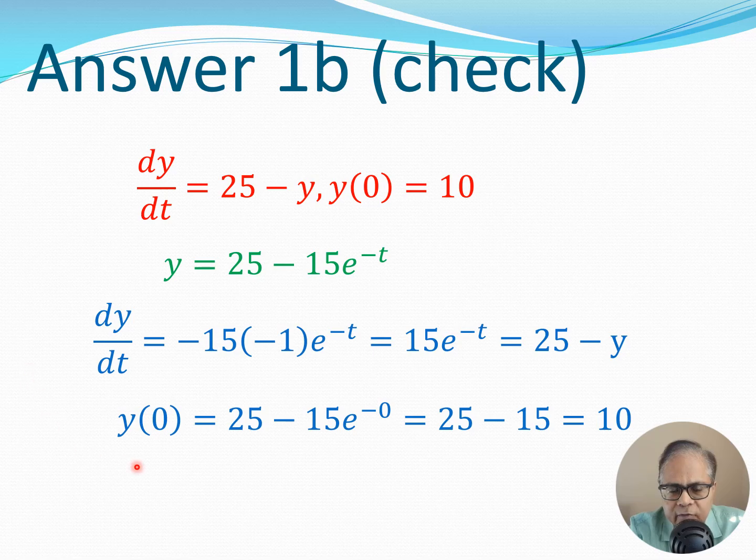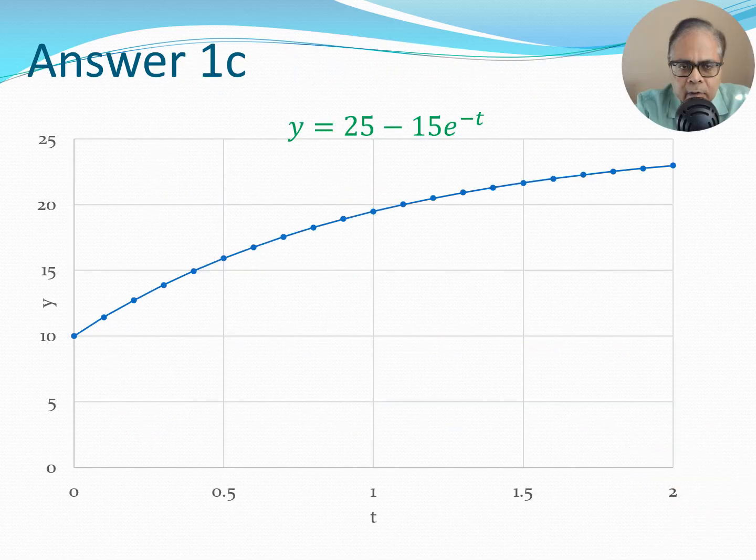We should also check for the initial condition. So of course we see that if t is put to 0 in this green equation, then I get 25 minus 15 e to the power minus 0, and this becomes 25 minus 15 or 10. So essentially this equation is something which satisfies the initial condition.